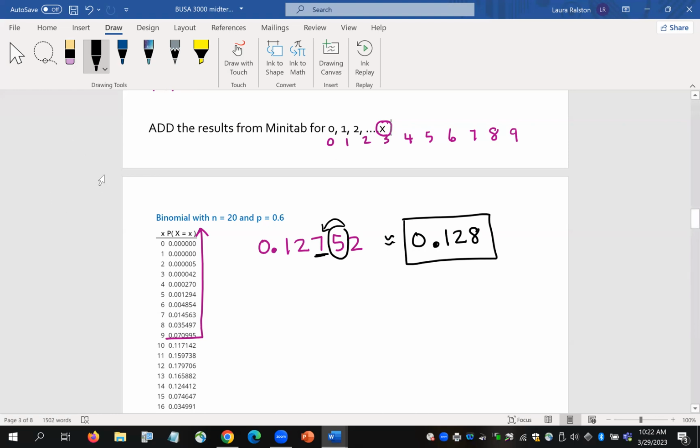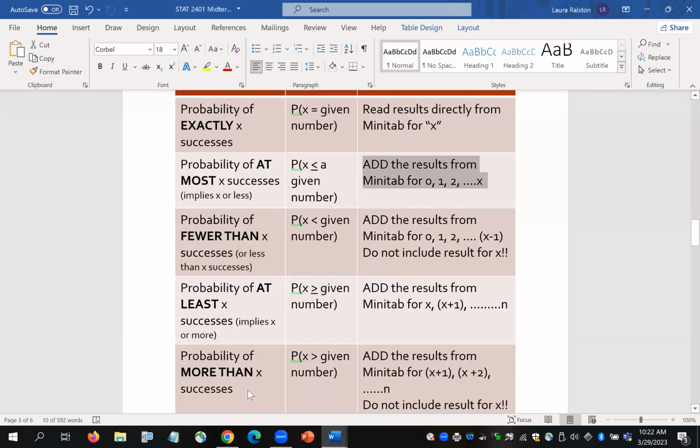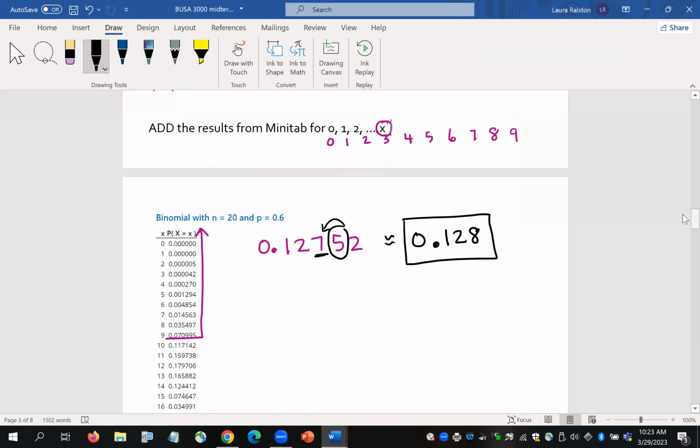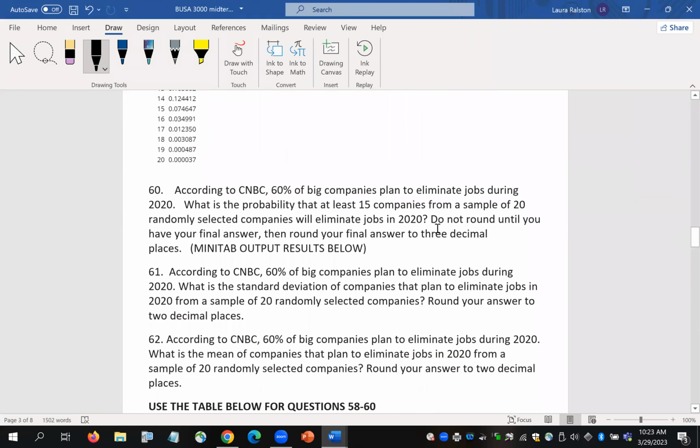Now, a couple of things. The instructions tell you to go from 0 all the way to X. So hopefully that helps you to recognize that you need to include the X. Because if you look at the next option here where it says "fewer than," I clearly say, do not include the result for X. And I didn't say that up here on the "at most." So just be careful and watch the words. Okay, so let me go to the next one.